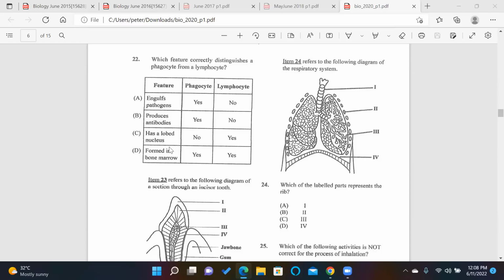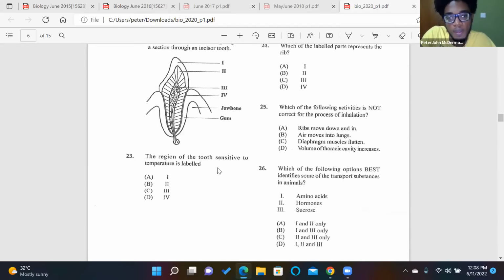Where's a phagocyte formed? Bone marrow. Where's a lymphocyte formed? They're all formed in the bone marrow. That's where you form all your blood cells. But that's not distinguishing. One has yes, one has no. This doesn't distinguish them. So that's the difference.